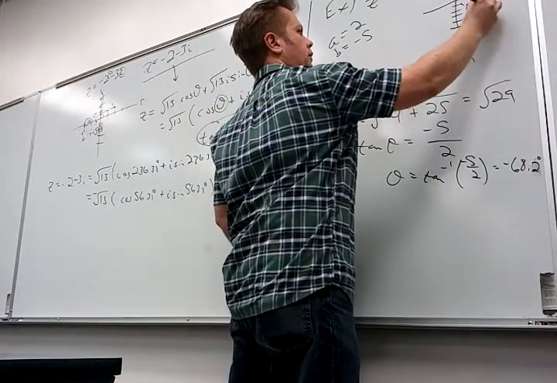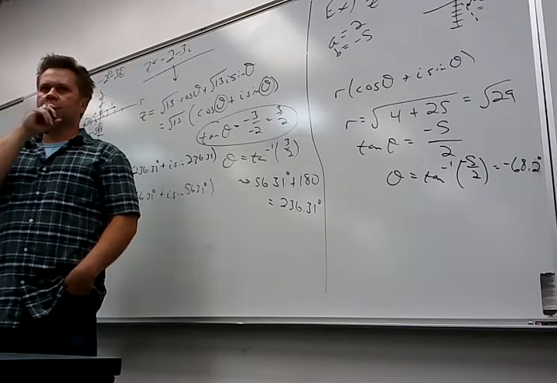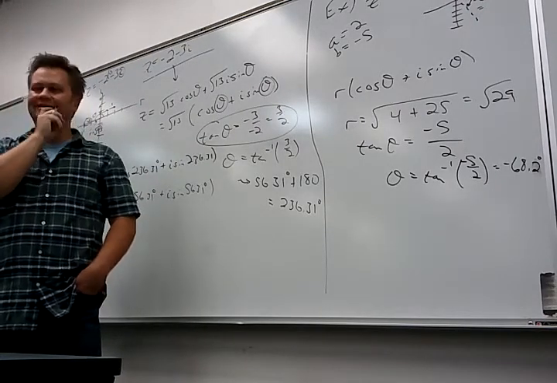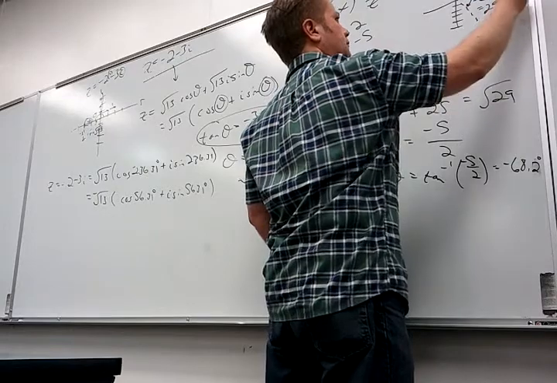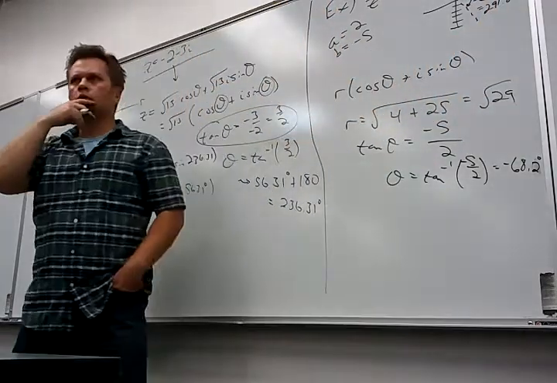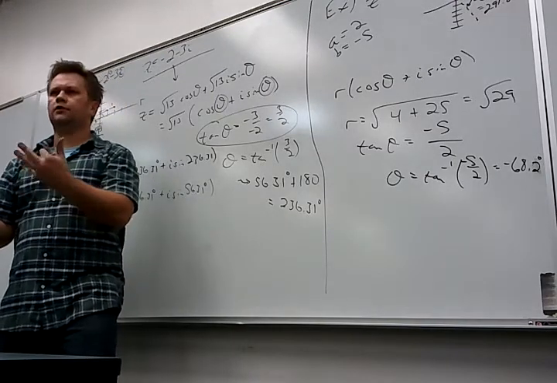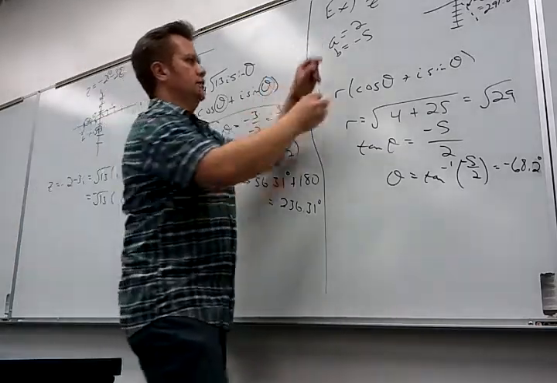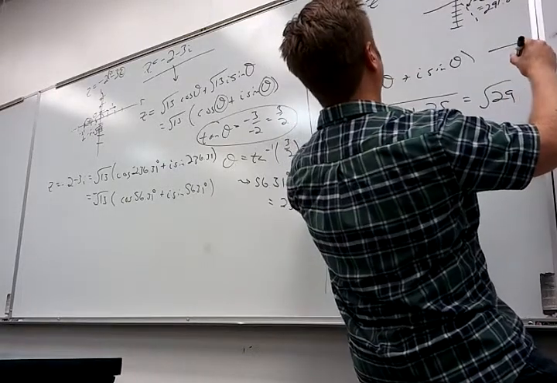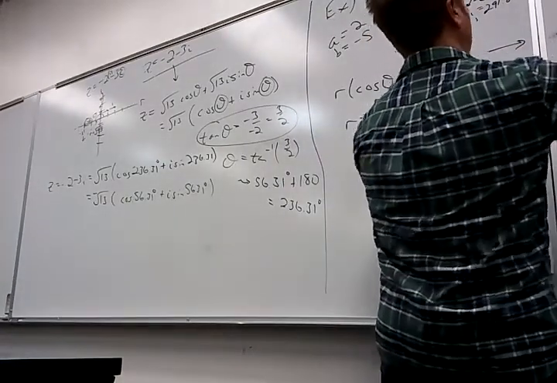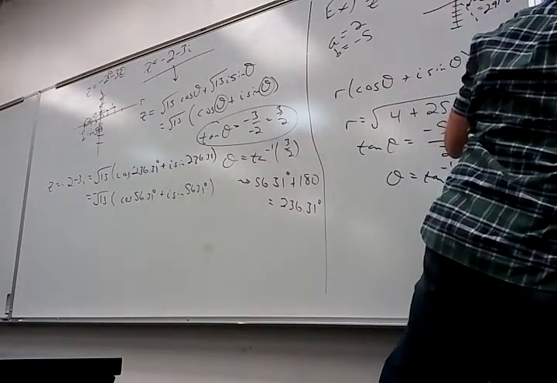Which is also known as what? What else could I say that was? 360 minus that, yeah. So it'll be 291.8. Cool. All right, so you can write it either way. It's sort of convention to use the positive one, but it doesn't really matter. So how do I rewrite this then? I can just fill in the blanks here. Z equals R, which was root 29, cosine theta plus i sine theta.